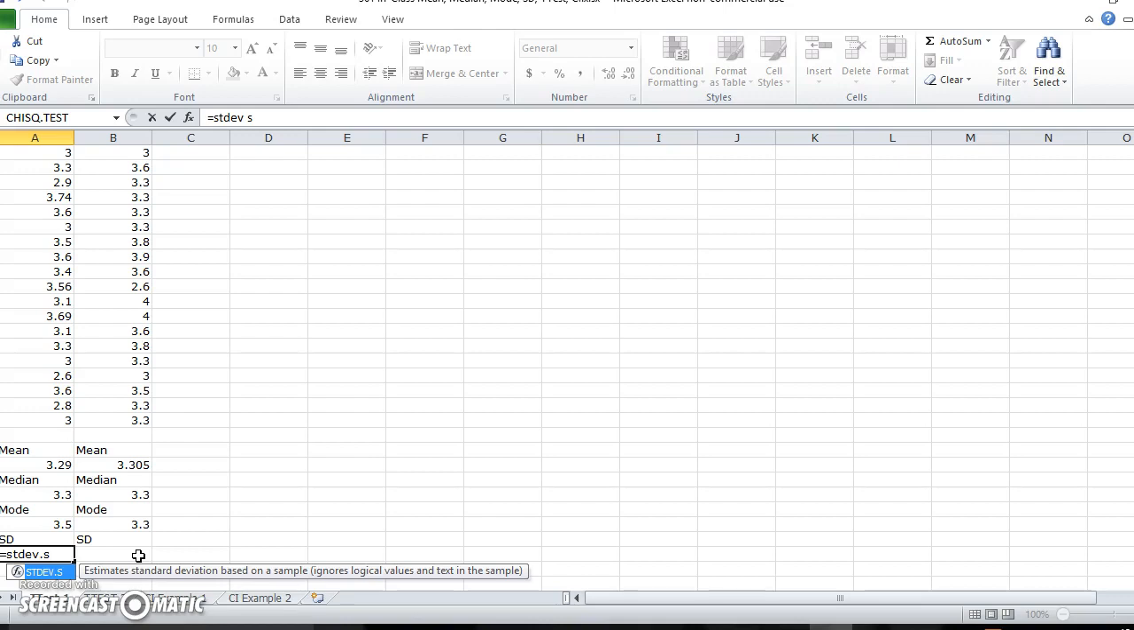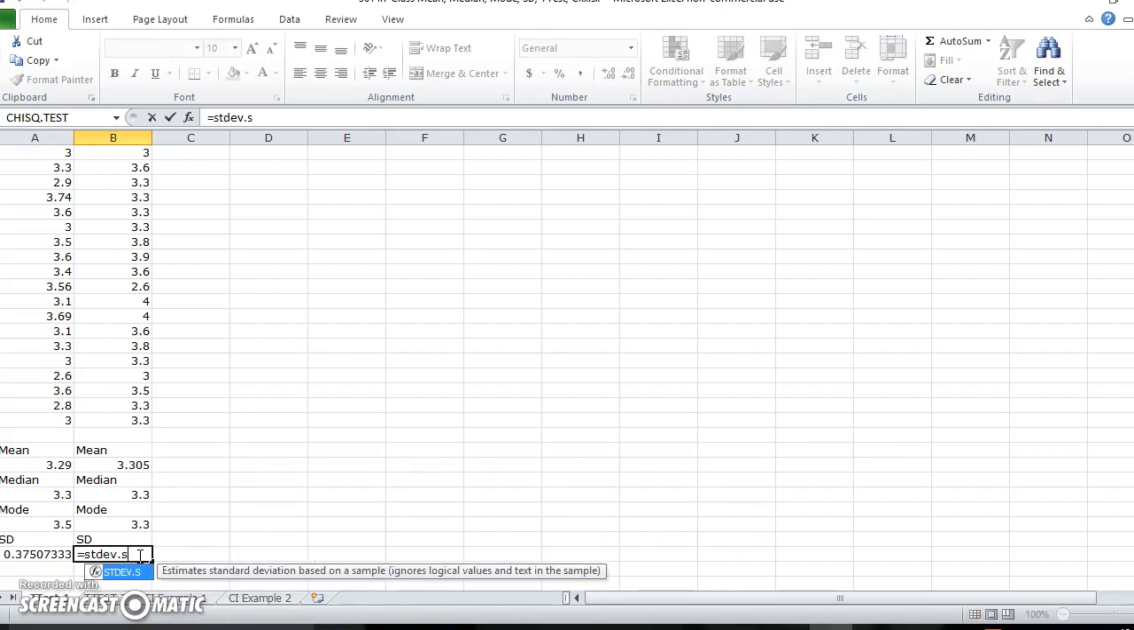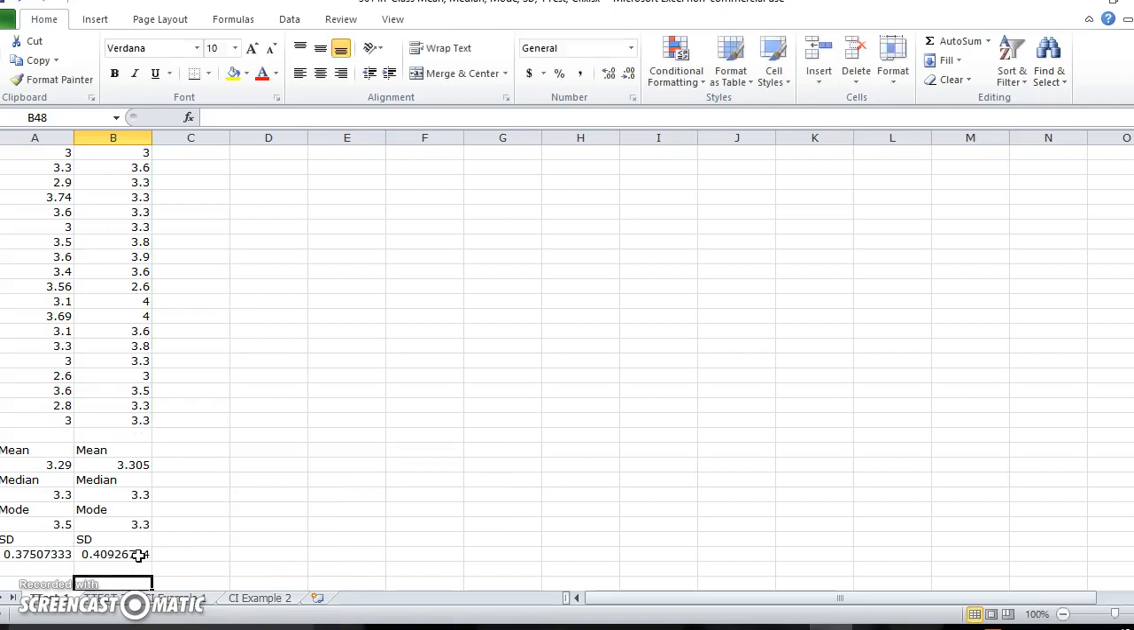So we'll do equals STDEV.S, and then parentheses like we did with the other commands we just used. So A2 to A37 highlights the information I want, and I have my standard deviation for class 1. And then for the other class, I do the same thing. So equals STDEV.S, parentheses, B2 to B37, because that's the information I want from that. And there we go. So we get our standard deviation for class 2 and class 1.